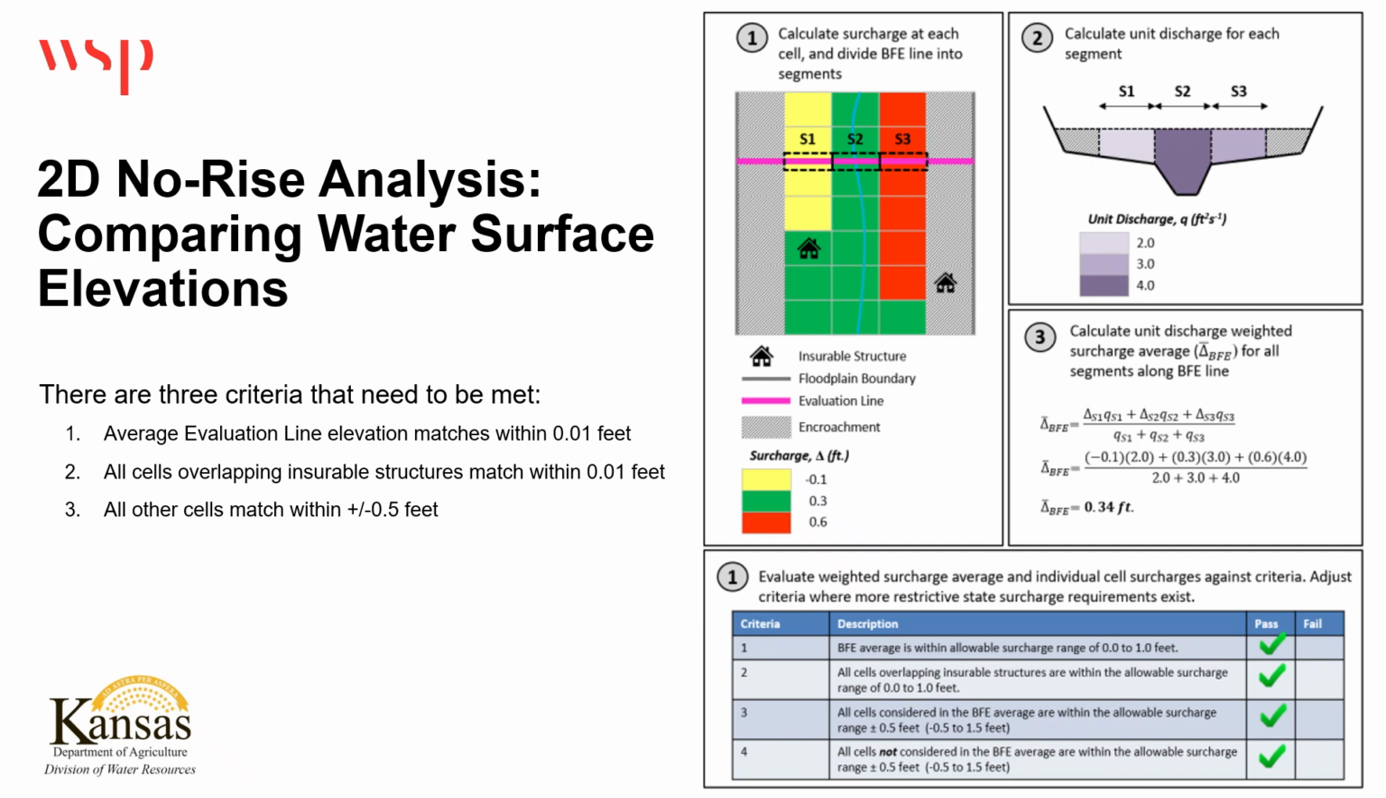Now there's a little more leeway for all other cells in the mesh. They have a plus and minus half a foot tolerance for meeting, as long as they're not touching an insurable structure and don't make the average across an evaluation line go above that 1/100th of a foot requirement.